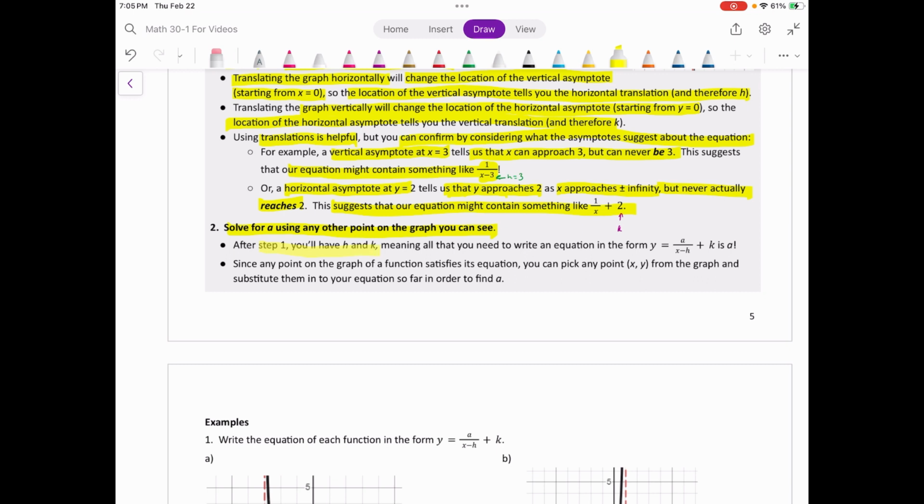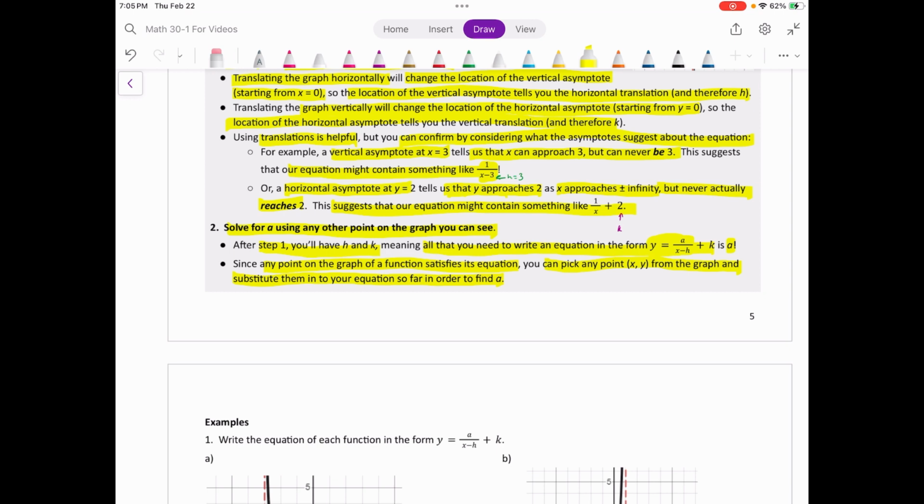After step 1, we're going to have h and k, meaning all we need to write the equation in this form is a. That would be all that was missing after that. So since any point on the graph of a function satisfies its equation, right, all the graph is going to show us is every point where the y and x make the equation true. Well, if we can see a y and an x to put in, we can figure out what a must be to make that point be on that graph with the h and k that we already know. So we can pick any point (x, y) from the graph and substitute them into our equation so far in order to find a.